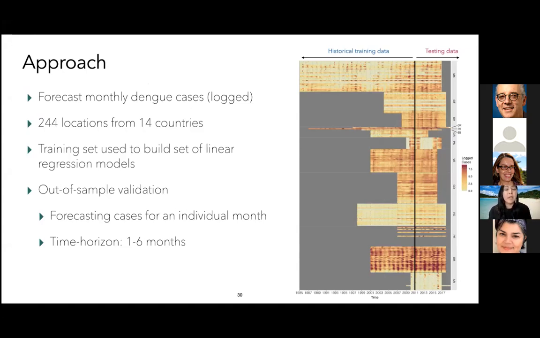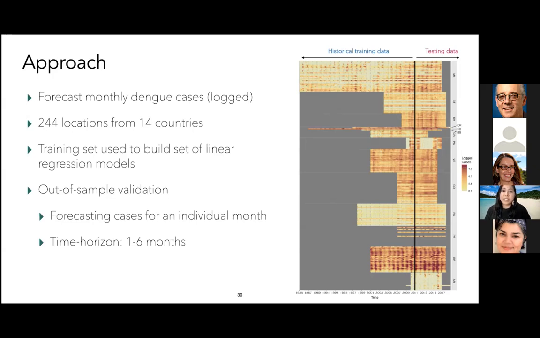So what we did was aim to forecast monthly logged dengue cases. We used all of the data available to us, roughly 244 locations across 14 countries. Given, as I've mentioned before, the heterogeneity of these data sets in terms of the time frame available, we cut the data in half based on time. We wanted to be able to compare our forecast over a similar time frame across all of the countries.